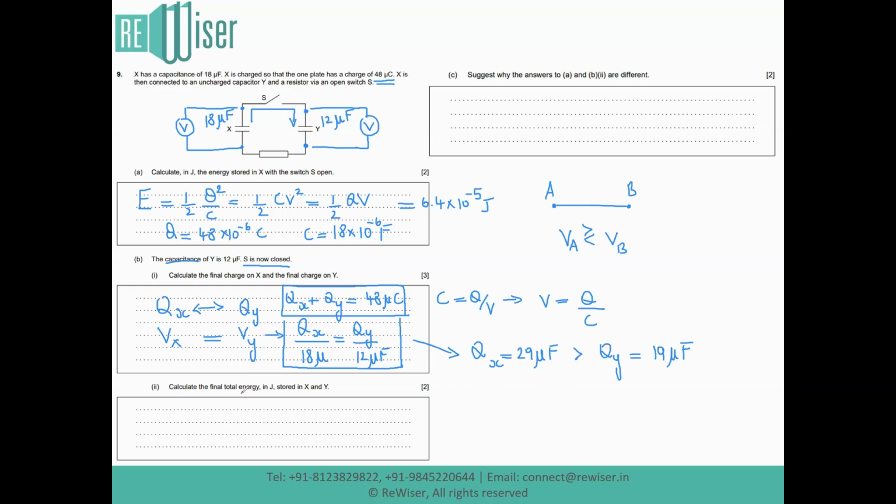Now, calculate the final total energy in joules in X and Y. So again, we can use the same formula that we've written before, that energy stored is equal to half Q squared over C. So total energy stored is equal to energy stored in capacitor X plus energy stored in capacitor Y. Simplify, substitute, compute, you get the final answer to be 3.8 times 10 to the power of minus 5 joule. Moving on to the next and the last part of the question.